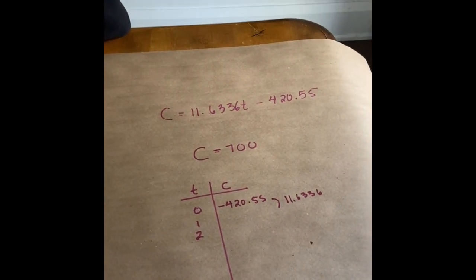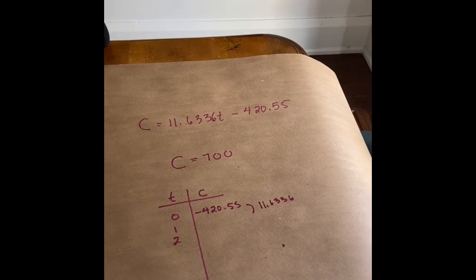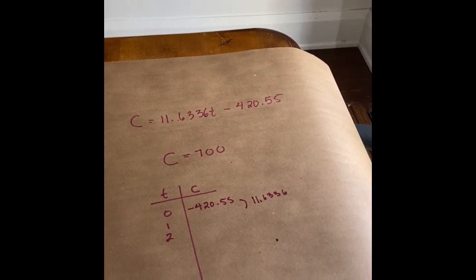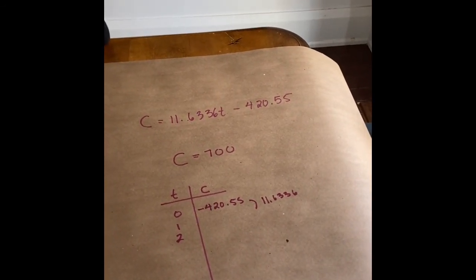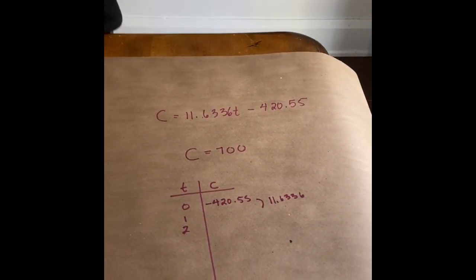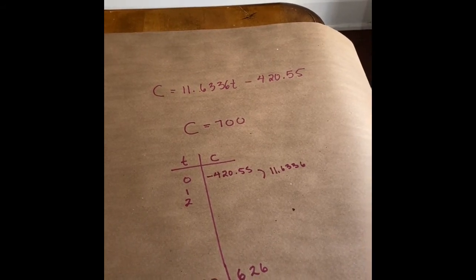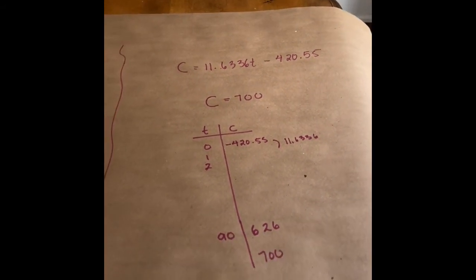I could just try 11.6336 times 95 minus 420.55. I could try different things until I got an answer close to 700. What I'm going to do instead is use algebra. A lot of you call it balancing the equation because I think that's what Ms. Fazakosh called it last semester.